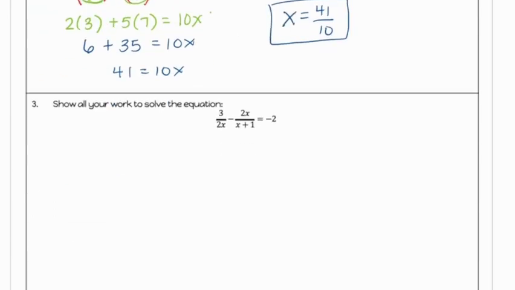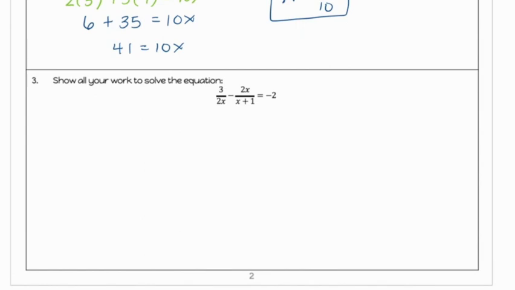Last one. Number 3, show all work again to solve the equation. So we have a 2x and we have a x plus 1 as my denominator. What I want to do is get a like denominator. Now, yes, they both contain an x, but that pink highlighted piece is not just an x, it's an x plus something. So I have to be careful with that.